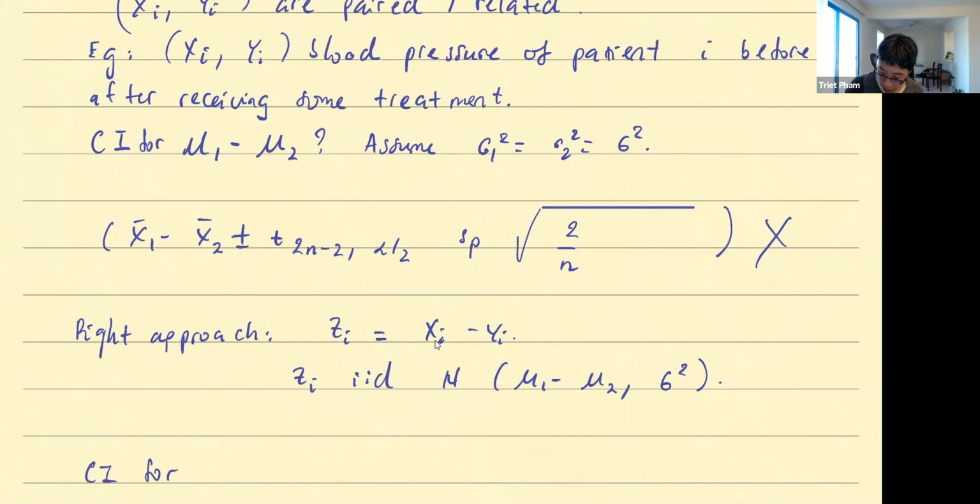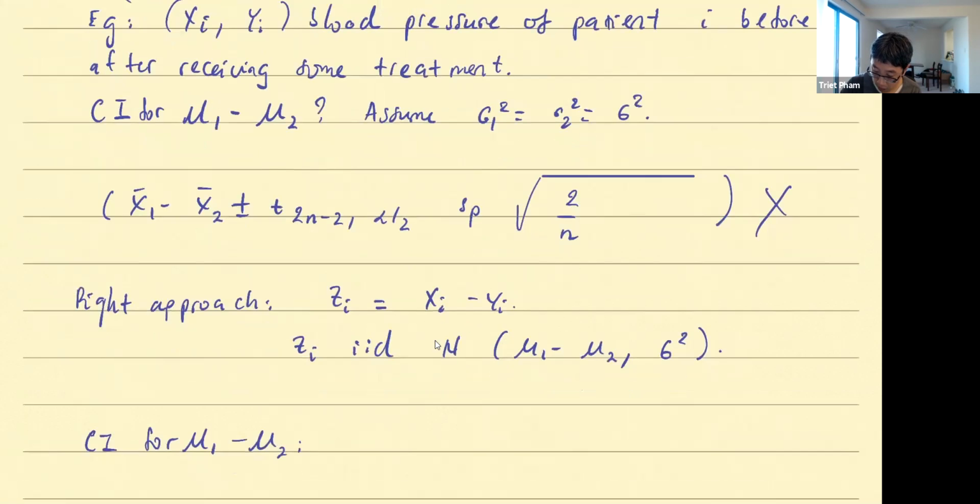for mu1 minus mu2 would just be your standard one, which is z bar plus or minus z alpha over 2 times s over root n. Let me write sz. I'm not sure if using this z confuses you. This is not normal, okay? This is just x, y, and z. If you want, I can change it to a v or something to not confuse you.